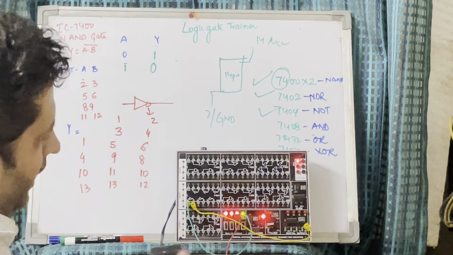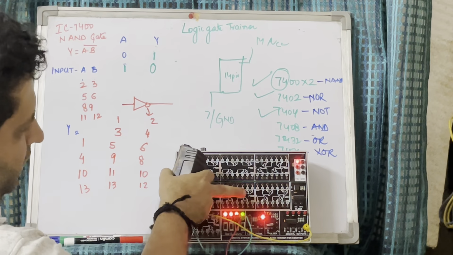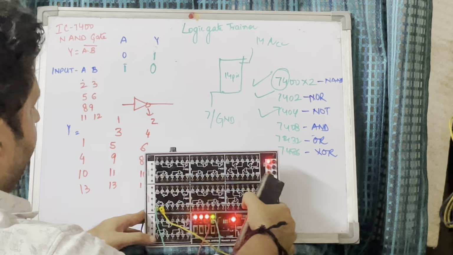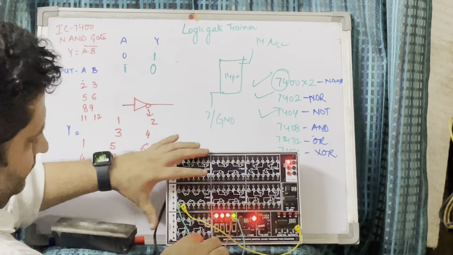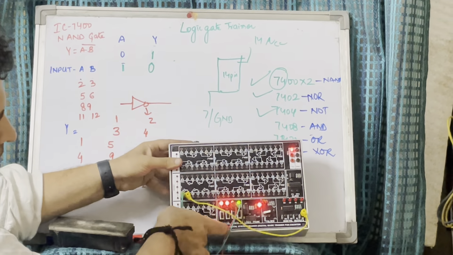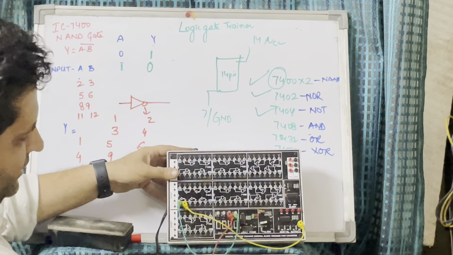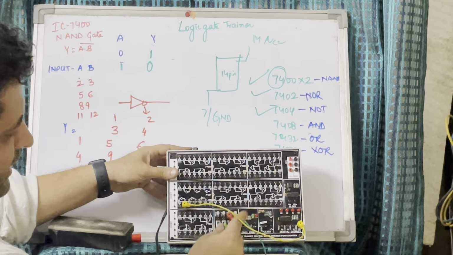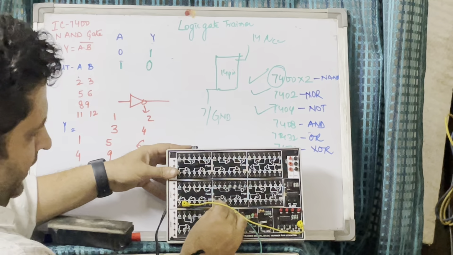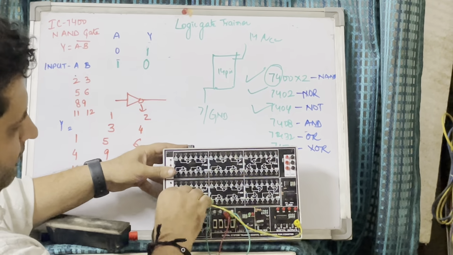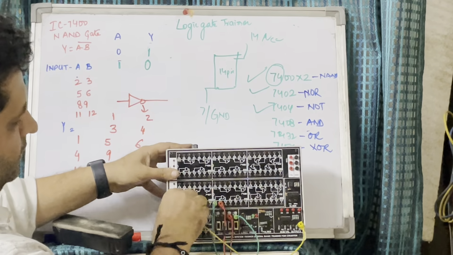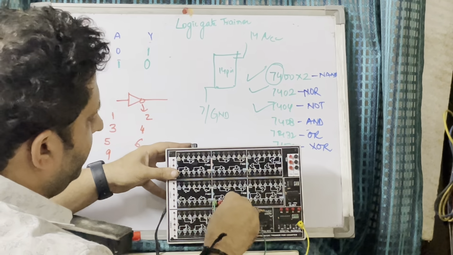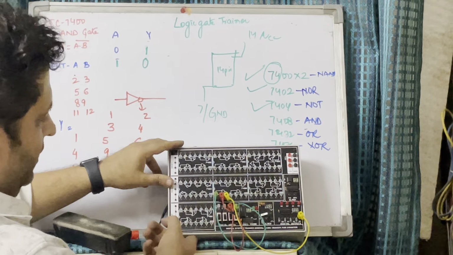Now we are going to do the next IC, that is 7408. For this IC we need two inputs. First of all we'll switch off the trainer. We'll make the required connection. This is my I0 going to pin number 1 and my I1 is going to pin number 2. My output, pin number 3, is going here. Now I'll switch it on.